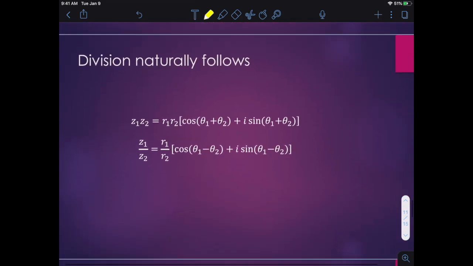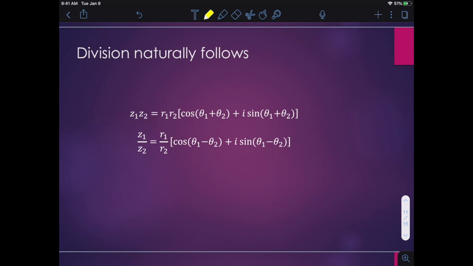All right, so let's go ahead and see how division just naturally follows. So we have the first one. That one works this way. And if we're dividing instead, this just happens to work out this way, and there is a proof of that, but I'm not going to flesh that out. But now we're talking about division being z1 over z2, where we're taking two complex numbers and dividing them. So that becomes r1 over r2 times the cosine of the difference, theta 1 minus theta 2, plus i times the sine of theta 1 minus theta 2.